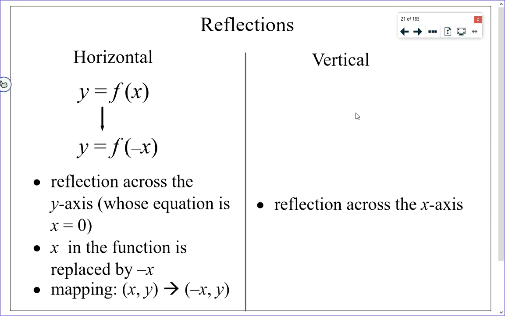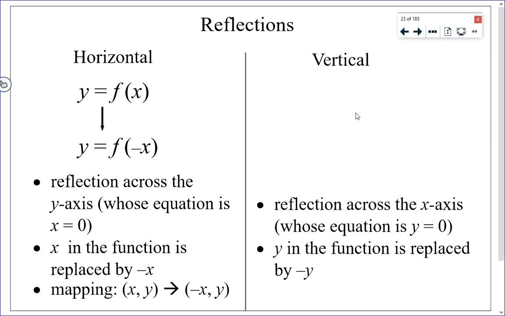Vertical reflections, by the way, are across the x-axis. So something that is above the x-axis reflected vertically will be below it afterwards, and anything below the x-axis will reflect above the x-axis. The equation of the x-axis is y equals 0. Again, make sure you sort that out.